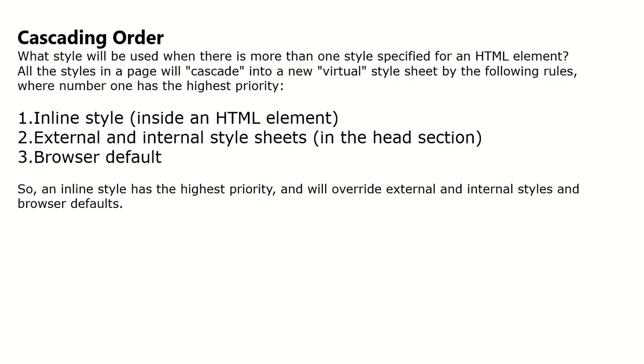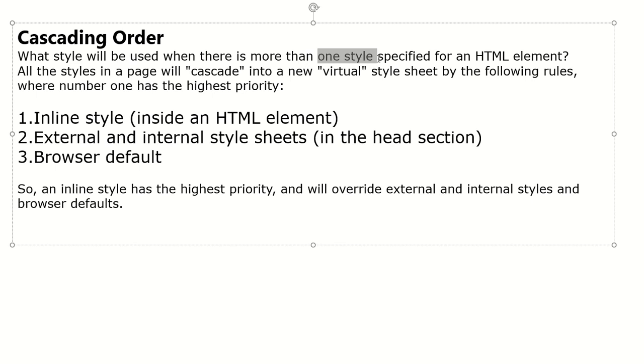So here is the answer for that, the cascading order. What style will be used when there is more than one style specified for an HTML element? All these styles in the page will be cascaded into a new virtual style sheet by the following rules, where number one has the highest priority. So going order-wise, the inline style sheet will have the highest priority. Then either external or internal, depending on the head section order, which we just checked. And the third one is the browser default.